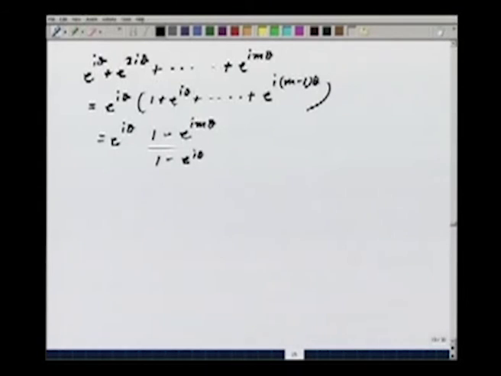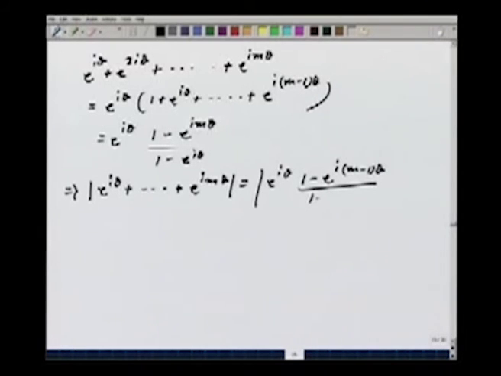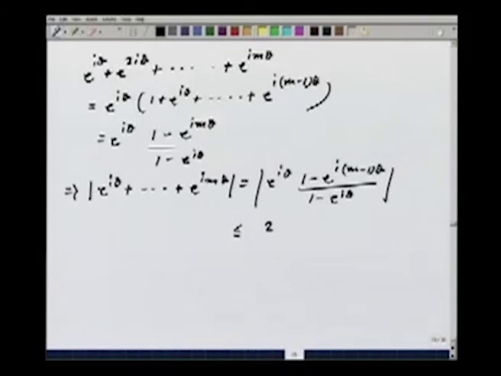Now this implies then that the modulus of e to the power i theta plus up to e to the power i m theta is the modulus of e to the power i theta into 1 minus, by the previous formula. Now since the modulus of e to the power i theta or e to the power i n theta is always 1, what I get is that this is less than or equal to, using the triangle inequality, 2 divided by modulus 1 minus e to the power i theta.